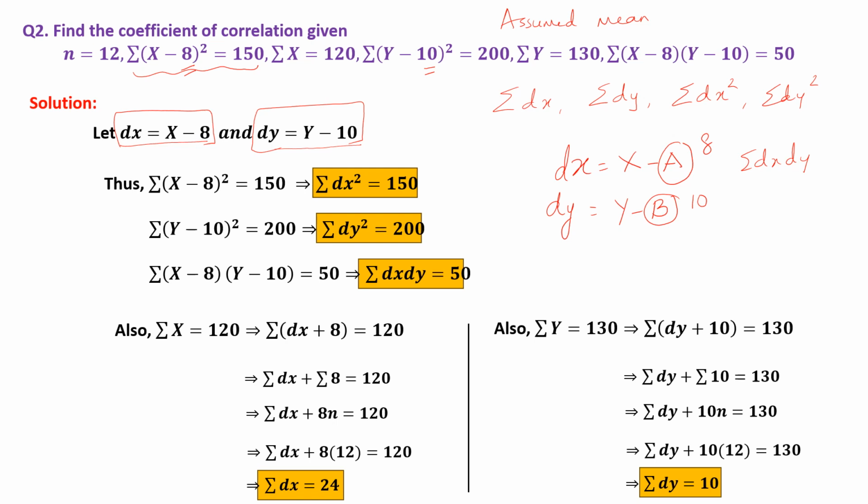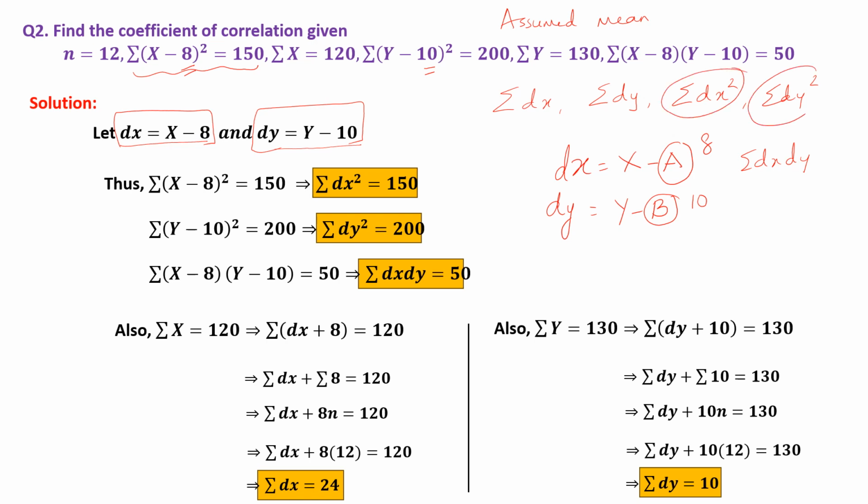Sigma x minus 8 the whole square is equal to 150. Because x minus 8 is equal to dx, it will become sigma dx square equal to 150. Similarly, look at this expression, sigma y minus 10 the whole square equals 200. Since y minus 10 is dy, it will become sigma dy square equal to 200. Look at the last one, sigma of x minus 8 into y minus 10 is 50, x minus 8 is dx, y minus 10 is dy. I have sigma dx dy is 50. So of which what do we know now? We know sigma dx square, so this is known.